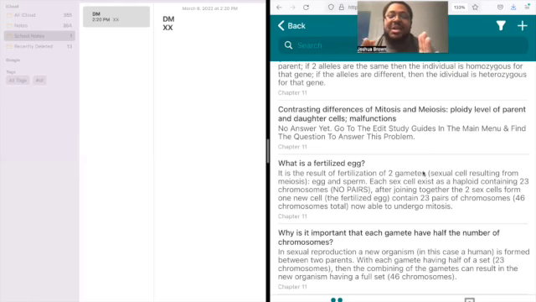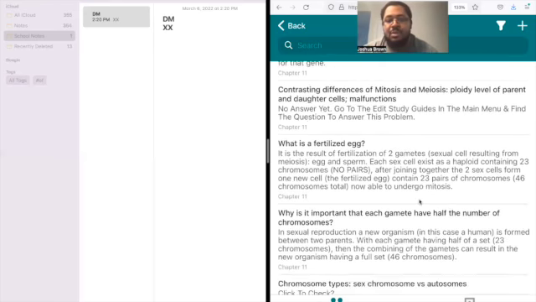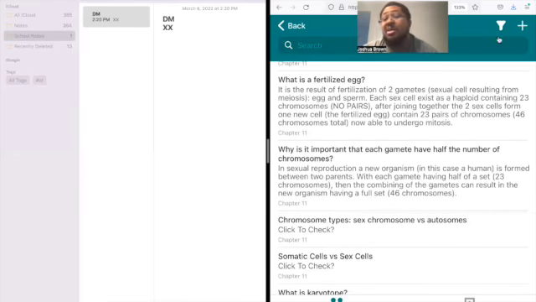These gametes come together with half a set, haploid, and they're going to make a diploid. Okay, di meaning double. So that's a fertilized egg: a female gamete meeting the male gamete, the sperm, and that's going to form a single, brand new cell that's able to undergo mitosis.